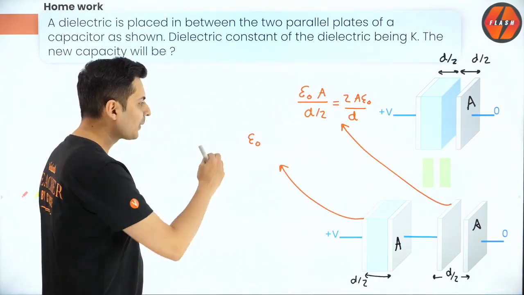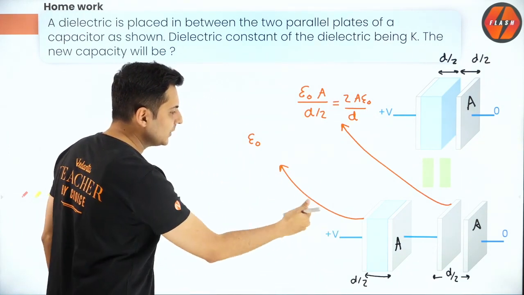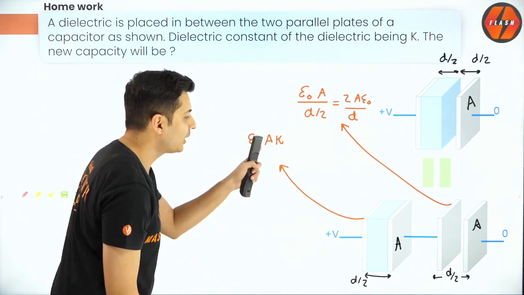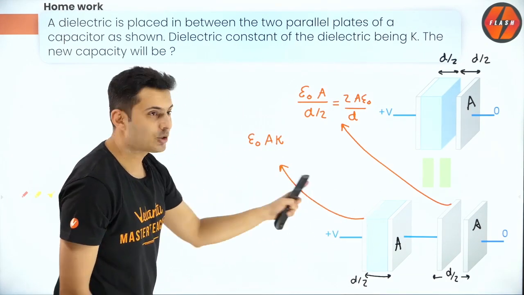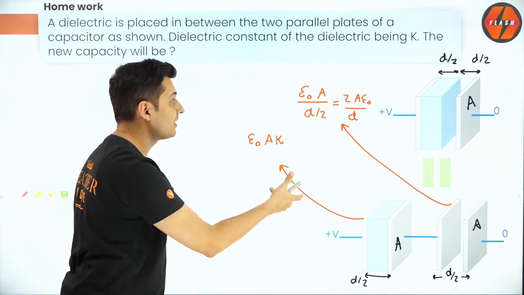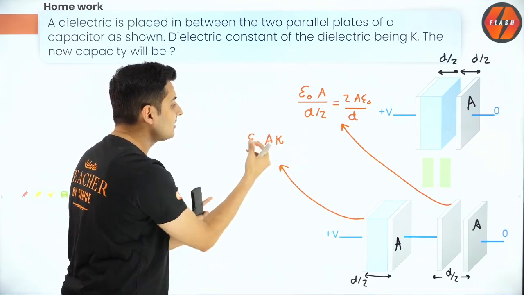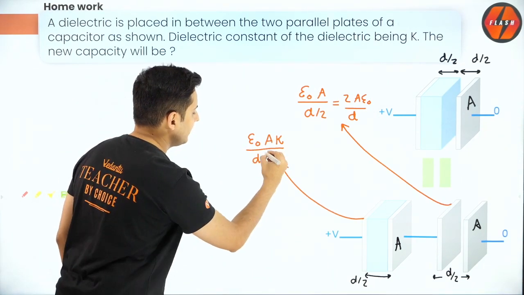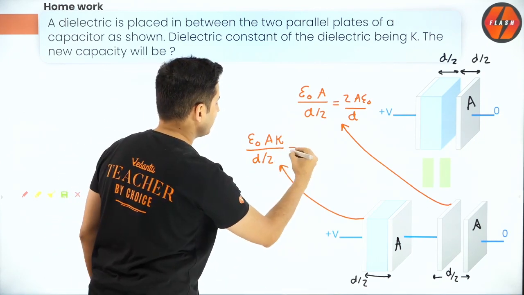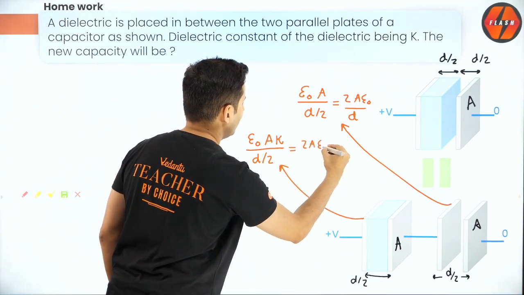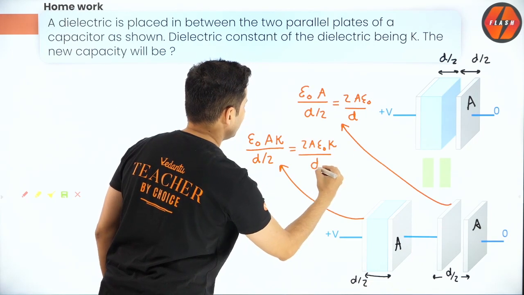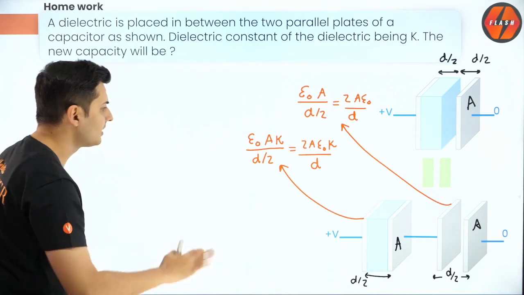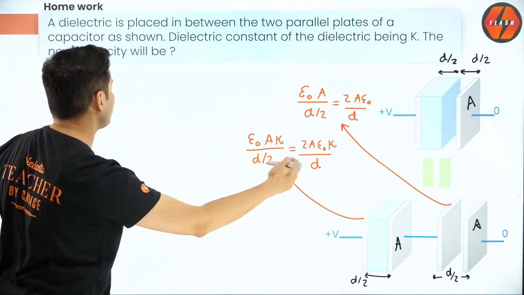That's the formula. Okay, so epsilon naught into area is the same, but this epsilon naught will be into K because there is a slab inside it. So you have to change the permittivity K times. Remember, capacitance increases K times, so do not forget about it. And then divided by nothing but D by 2 again. So this will become 2A epsilon naught K divided by D, of course.